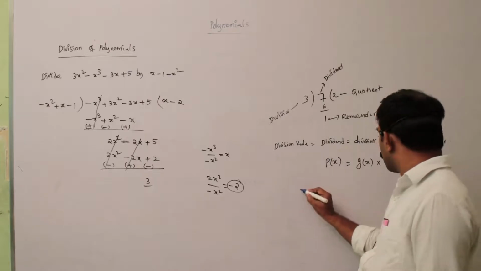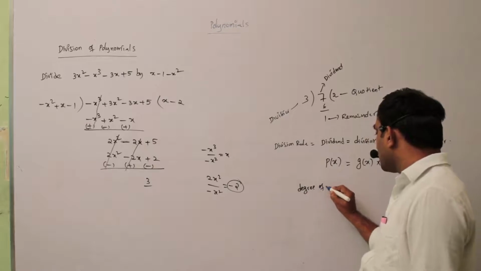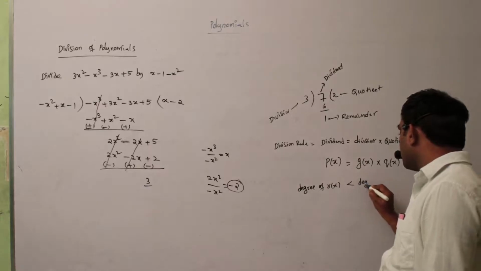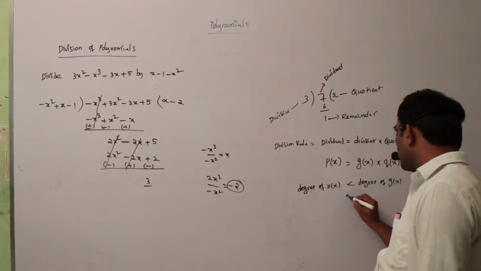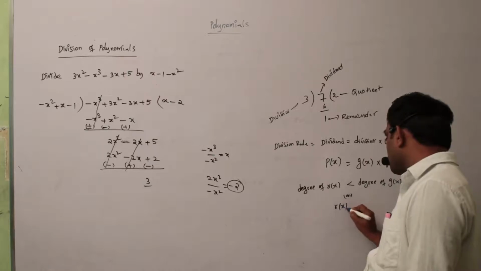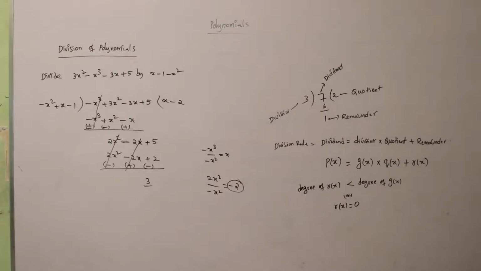Here the condition is that the degree of R of x is less than the degree of G of x, or R of x is equal to 0. So the remainder may be 0. Otherwise, the degree of R of x is less than the degree of G of x.